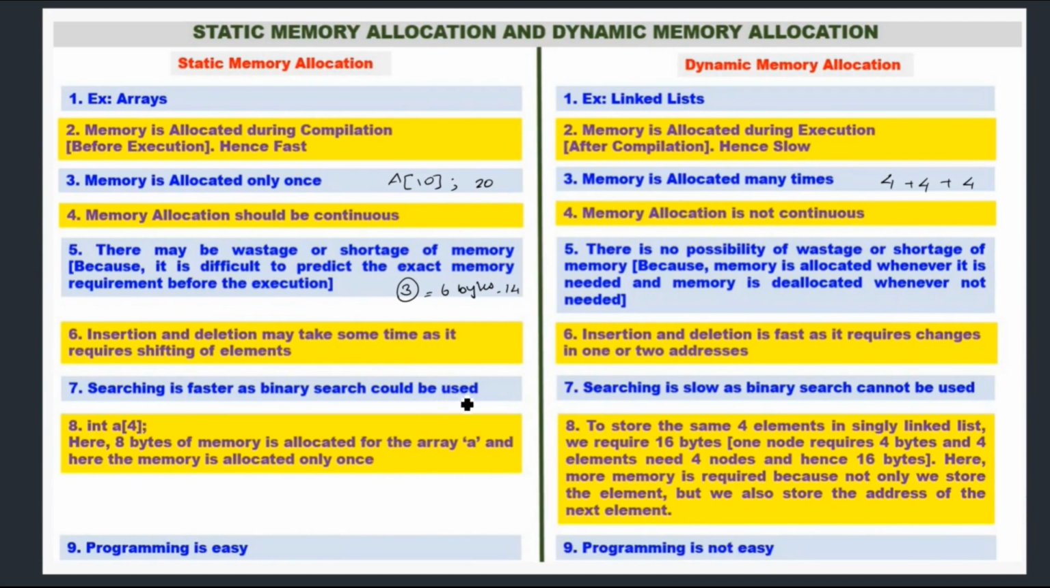Searching is faster in an array as binary search can be used. In a linked list it is difficult to implement binary search, so searching is slow. We have already discussed that int A[4] means 8 bytes of memory is allocated for array A, and the memory is allocated only once. In a linked list, if we want 4 elements we need 16 bytes, 4 bytes for each node. Hence more memory is required because we not only store the element but also the address of the next element. For storing each value in an array only 2 bytes are needed, but in a linked list 4 bytes are needed for storing one value.